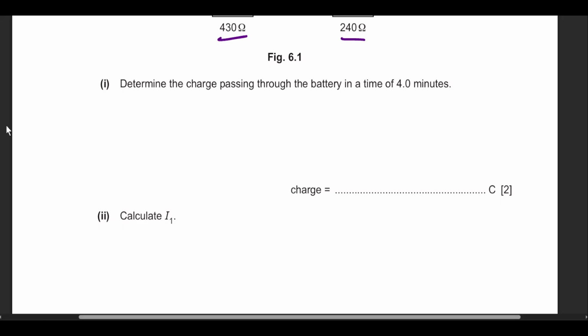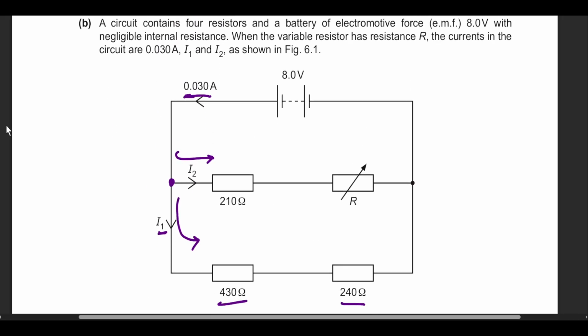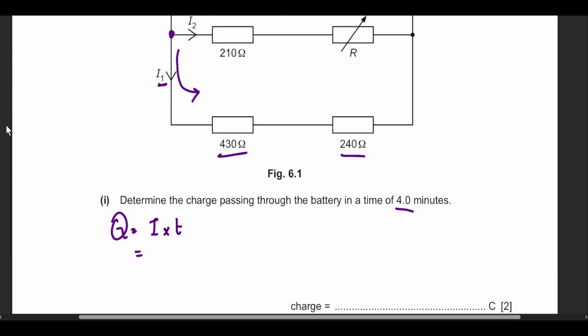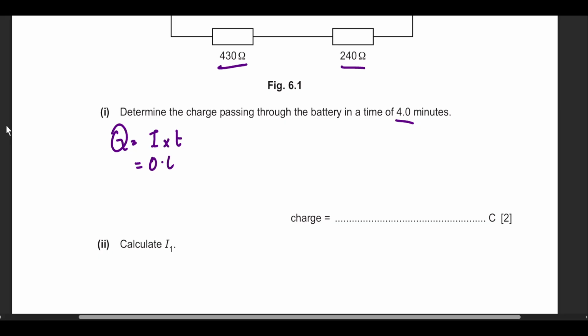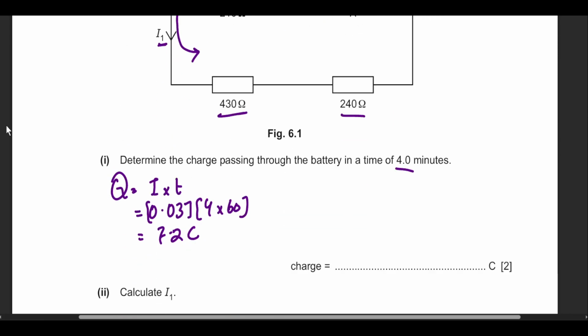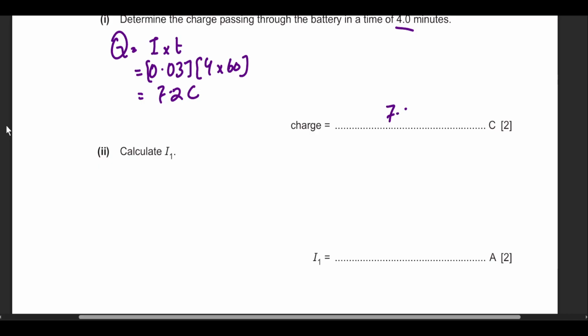Determine the charge passing through the battery in 4 minutes. So this will be Q equals I multiplied by T. We understand that this current is actually coming from the battery, or is being originated by the battery. This will be 0.03 into 4 minutes converted into seconds. This will become 7.2 coulombs of charge. So this should be 7.2.